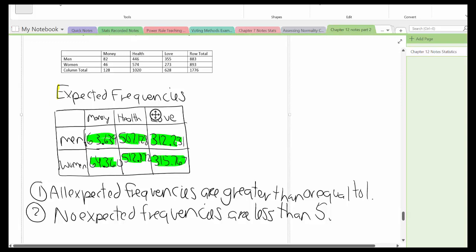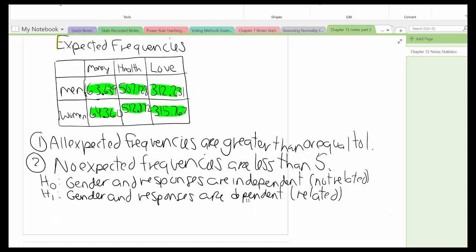Now that the conditions have been written out, we need to write out the null and the alternative hypotheses. So I'm going to write those out now. So the null hypothesis is gender and responses are independent or not related, and the alternative hypothesis is gender and responses are dependent. Okay, so let's perform our test in the calculator now.